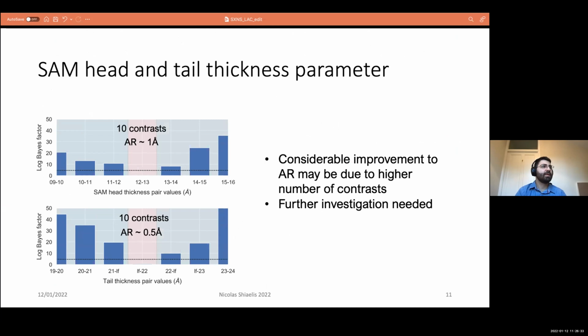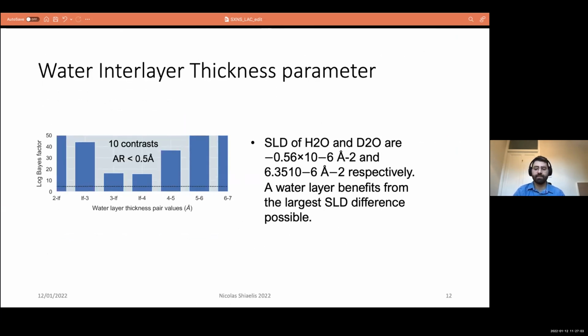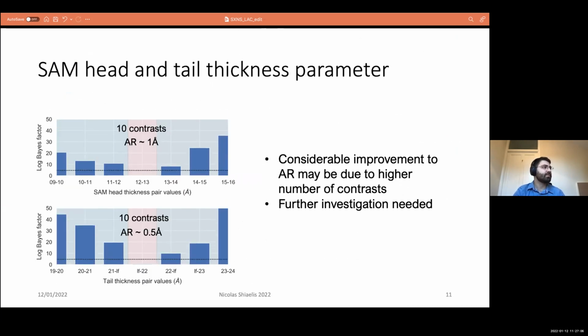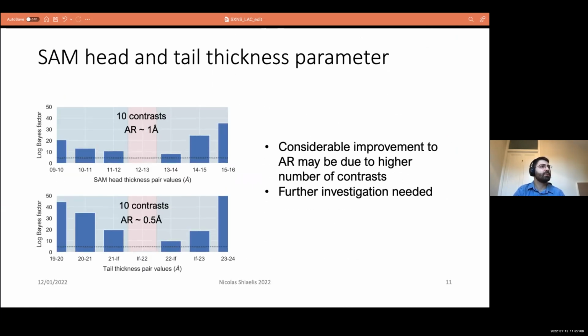So here we have some preliminary results for the head and tail thickness parameter, which are present in all 10 contrasts as they are part of the substrate. As I said, the results are preliminary, but we can see that the resolution appears to be a lot better than the 10 angstrom, even the 3 angstroms that the bilayer tail thickness has, and that may be because the parameter is present in all the 10 contrasts we have available.